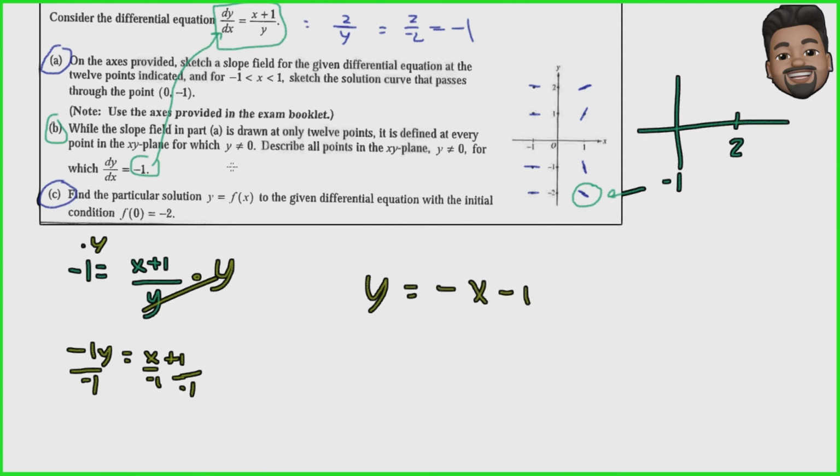Therefore, I can say all the points in the xy plane for which dy/dx is -1 is when y equals -x minus 1, where y cannot equal 0. So that's all we really had to do for part B. I think it was confusing, so you might have gotten confused on what to do. You really just plug the -1 in, you solve for y, and that's pretty much it. So hopefully that makes sense. A little bit of a tough one.